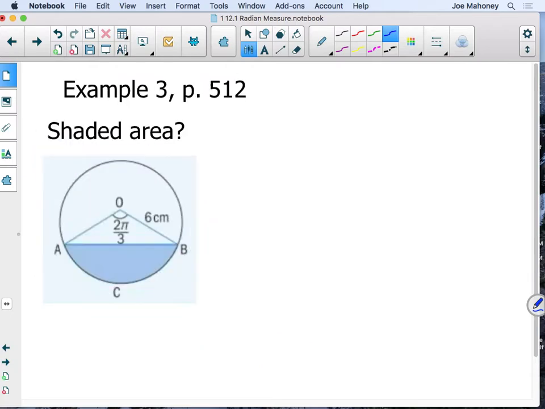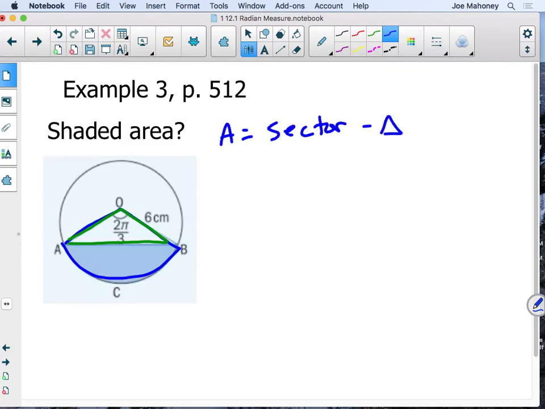One more example that we can do. If you take a look at example 3 on page 512, now we're looking for the area of the shaded region. See what you can do. All right, so what I'm recognizing is the area of my shaded region is going to be the area of this sector minus the area of this triangle. So I have to do the sector area minus the triangle area.